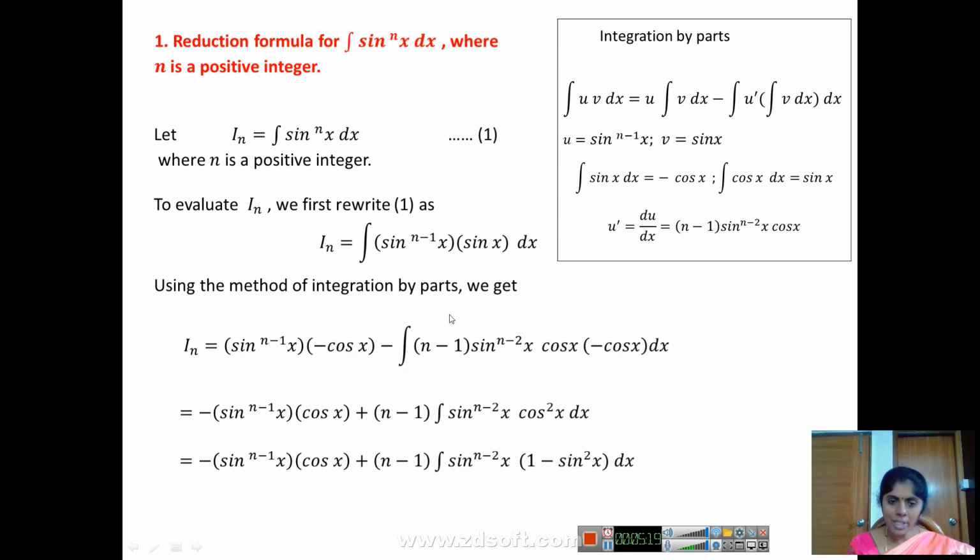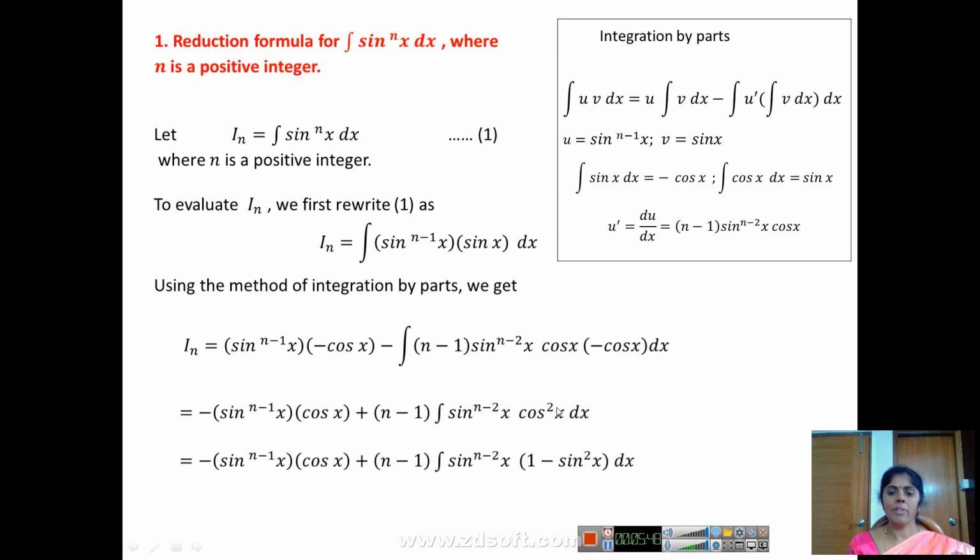After simplifying all these things, we can rewrite this expression in this format, that is minus sine to the power n minus 1 of x into cos x plus, because we got plus here, minus into minus, and here n minus 1 we can take outside of the integral sign, and sine to the power n minus 2 of x into cos square x into dx.